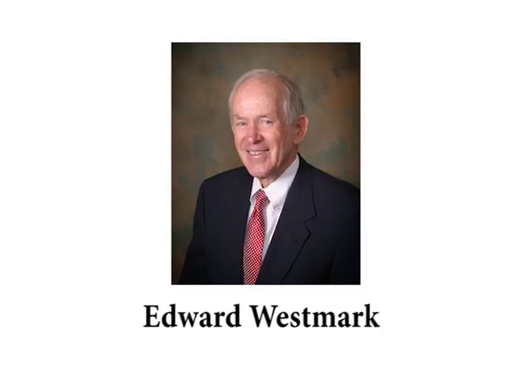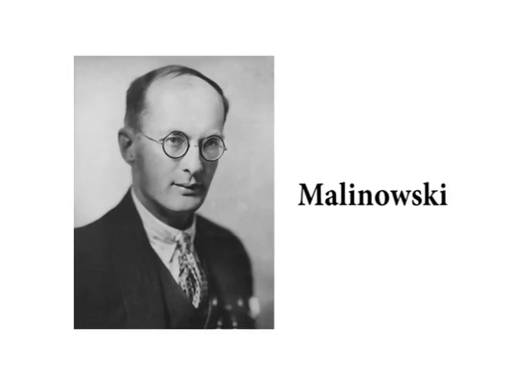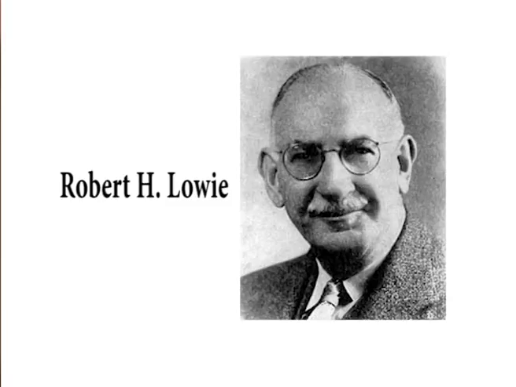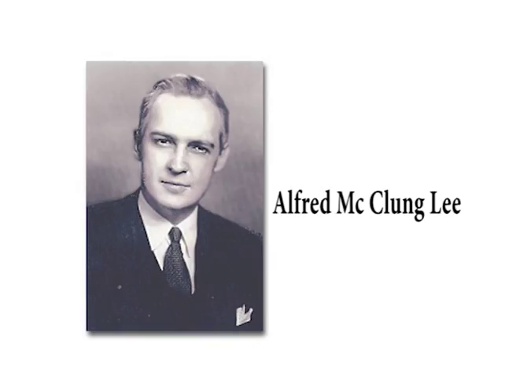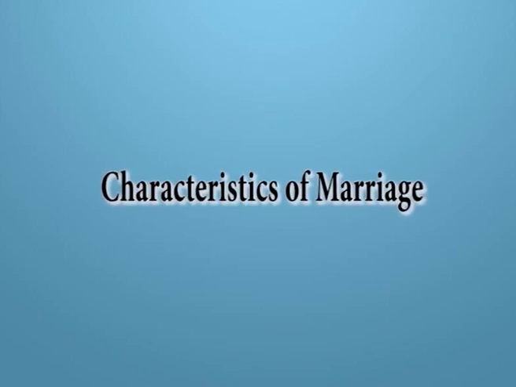Edward Westermarck, in his History of Marriage, defines marriage as the more or less durable connection between male and female lasting beyond the mere act of propagation till after the birth of offspring. Malinowski says that marriage is a contract for the production and maintenance of children. According to Robert H. Lowie, marriage is a relatively permanent bond between permissible mates. Alfred McClung Lee writes, marriage is the public joining together under socially specified regulations of a man and a woman as husband and wife. It's time now to look at the characteristics of marriage.